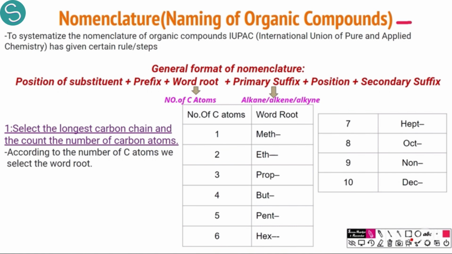Every compound needs a name and it is the naming of the compounds. So IUPAC, which is the International Union of Pure and Applied Chemistry, they have set certain rules and certain steps in which every compound is named all over the world. So we are going to study that, and we are going to name various compounds of organic chemistry.